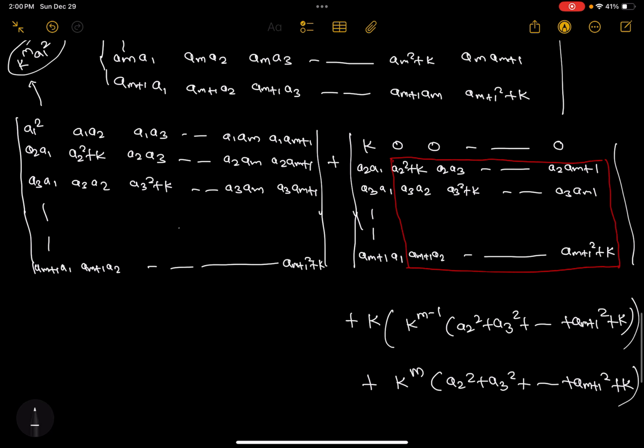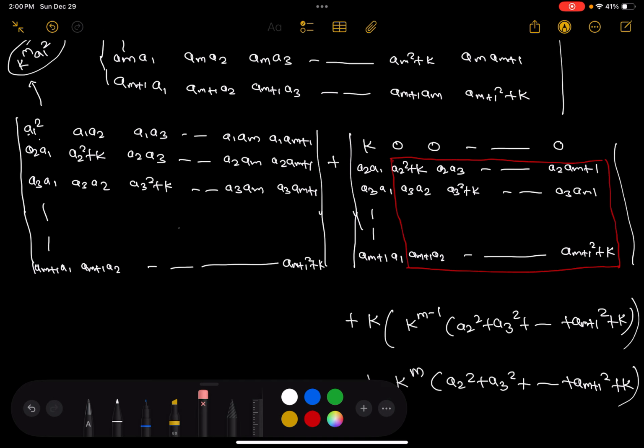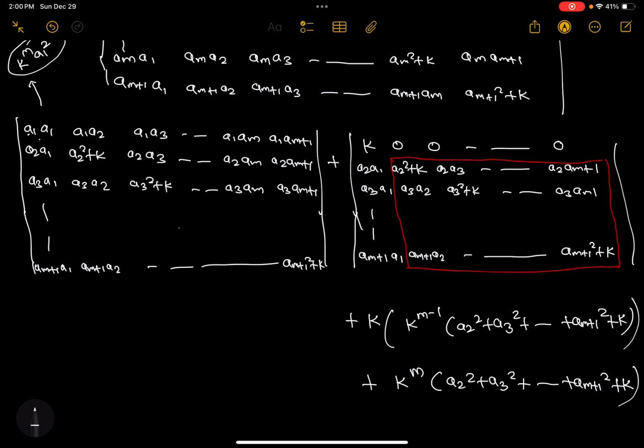Now how do you think we should compute this determinant? Again, for this one, notice something. In the first row, if I replace a1 over here with a2, I get the second row, right? Over here, it's a1 times a1. Now if I replace this first a1 with a2, I get a2a1. Over here, it's a2 square, and also there's a plus k. There's a little difference. Over here, if I replace a1 with a2, this gives a2a3. And if I replace a1 with a2, that gives a2am.